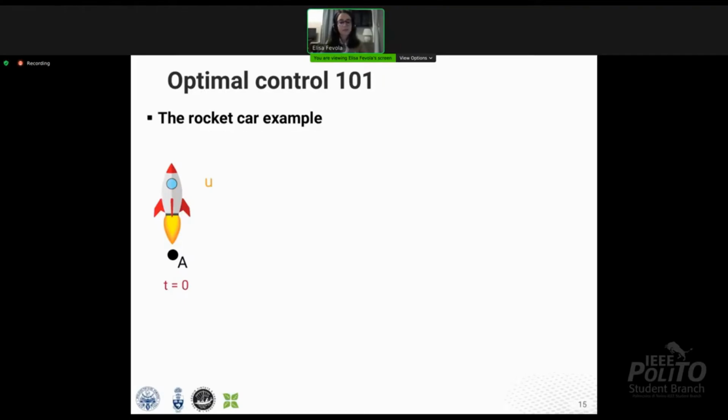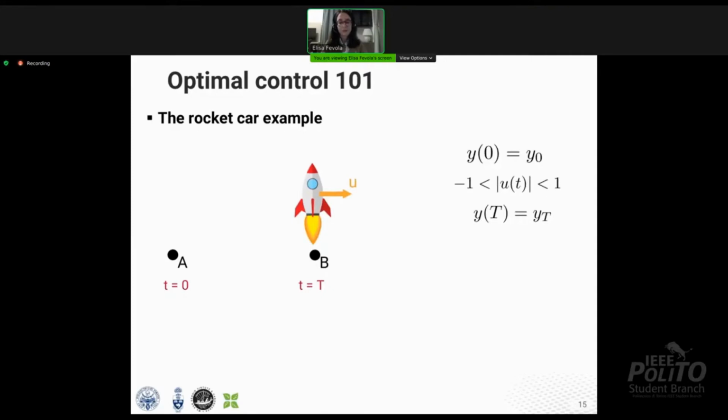And on this rocket car, we can impose a thrust, so a force that we call U, that is variable in both direction, and it's bounded. And what we want to do is for the rocket car to reach point B in space in time capital T. So this is the data we have available. And the question we're trying to answer is, what is the minimal time, capital T, that the rocket needs to reach point B?